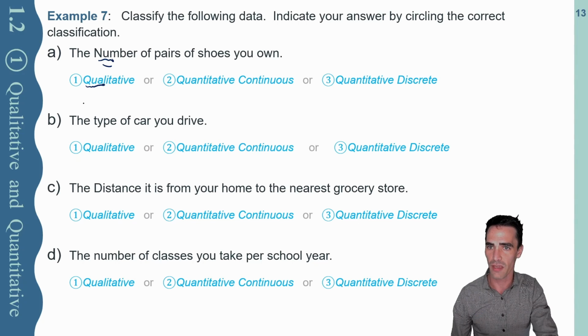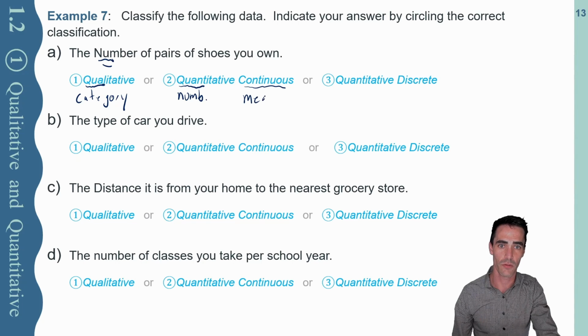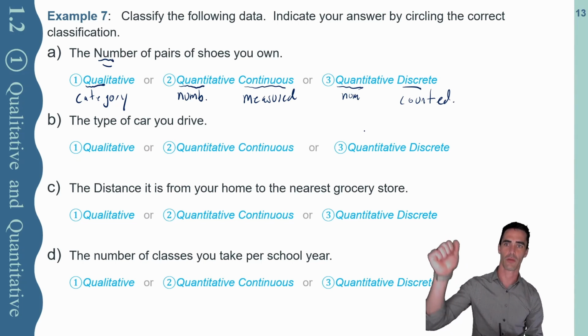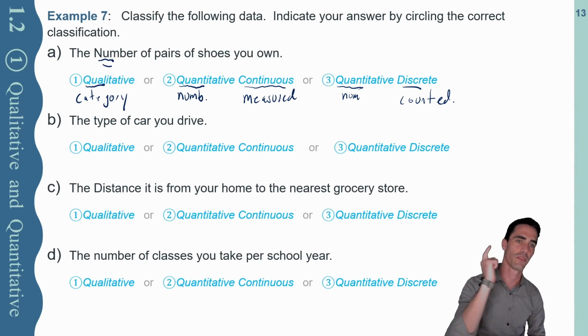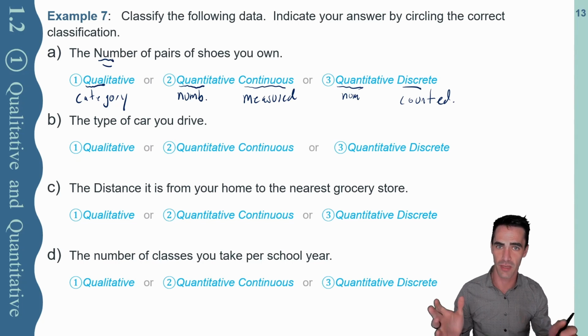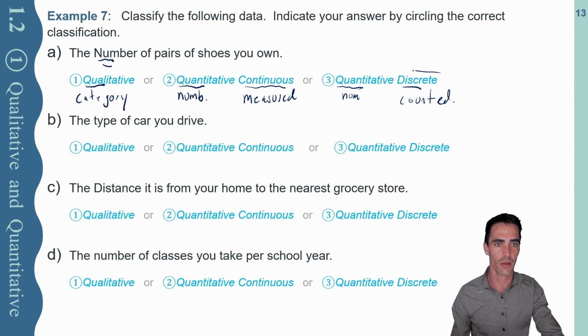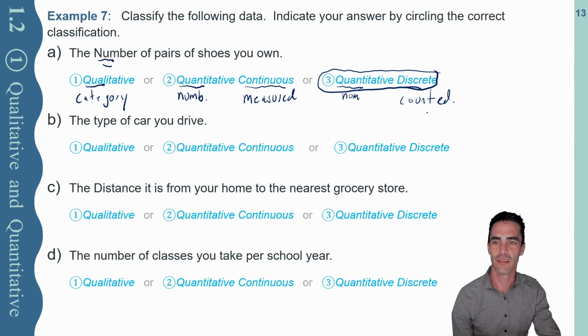Whenever you hear qualitative, you should be thinking, hey, I know what that is. That's a category. Quantitative, again, we're thinking that's a number, but continuous tells us that it's a number that's usually measured. Quantitative, again, number, but discrete tells us that it's counted. And so these are the 3 categories: qualitative, quantitative continuous, and quantitative discrete. So when we talk about the number of shoes you own, well, it's going to be a number, and it's certainly going to be something that we count. And so it's quantitative discrete.